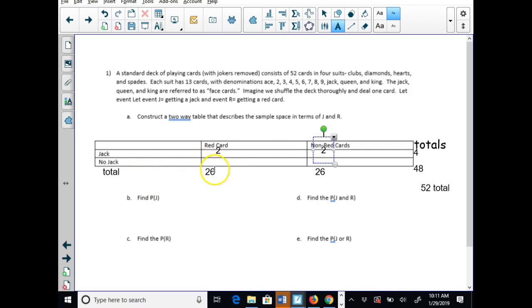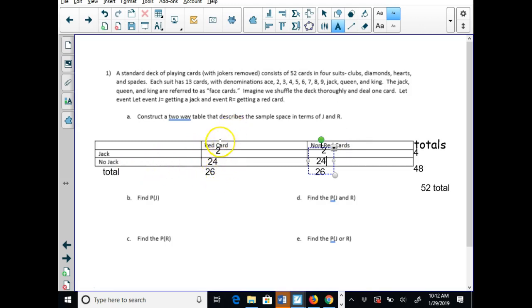Now, we can think about it this way. If we have 26 total red cards and 2 of them are jacks, 26 minus 2 gives us 24 that are not jacks. Again, over here, same thing. We're going to have 24 that are not jacks and that are not red. Okay, so this one is 24, right? That are not jacks but are red.